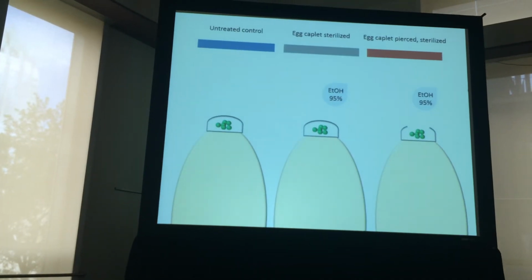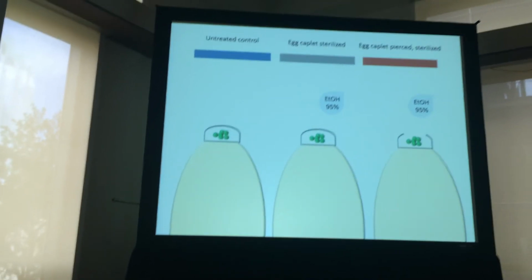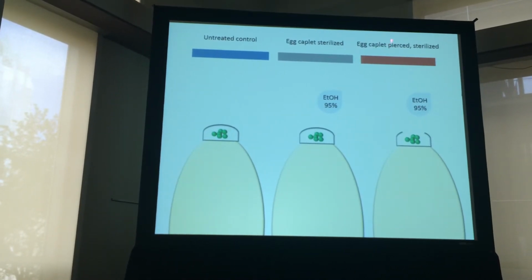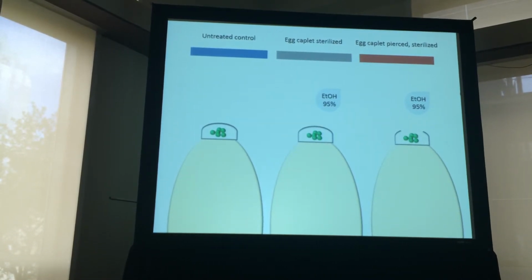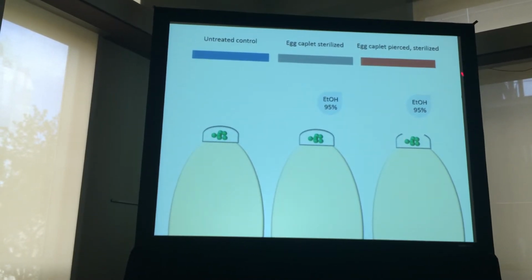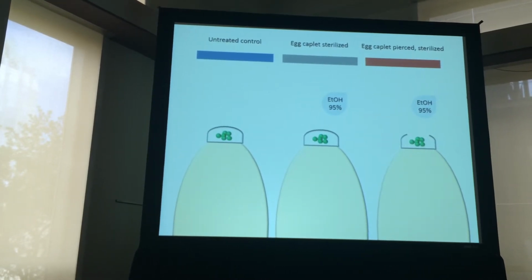So having that experimental framework in mind, we started with 3 experimental groups to test symbiont function. First, of course, is an untreated control compared to an egg caplet that's been pierced as well as sterilized. But we also had a third group, which was an egg caplet that was not pierced, but nonetheless sterilized, so that you make sure that whatever effect we find in this treatment is not due to the fact that you inundate an egg in ethanol.